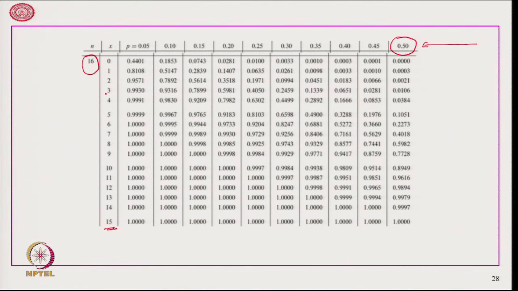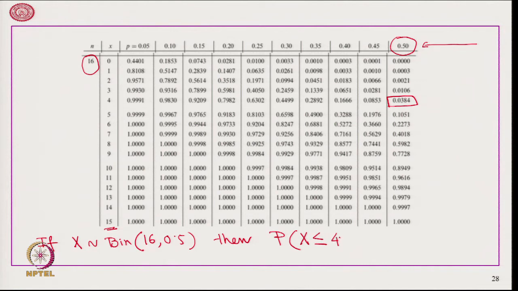So, we are looking at for different values of x, what is going to be the cumulative probability. Say for example, for the value of 4, the cumulative probability is 0.0384. What does it mean? This means that if x is a binomial 16, 0.5, then probability x less than or equal to 4 is equal to 0.0384.